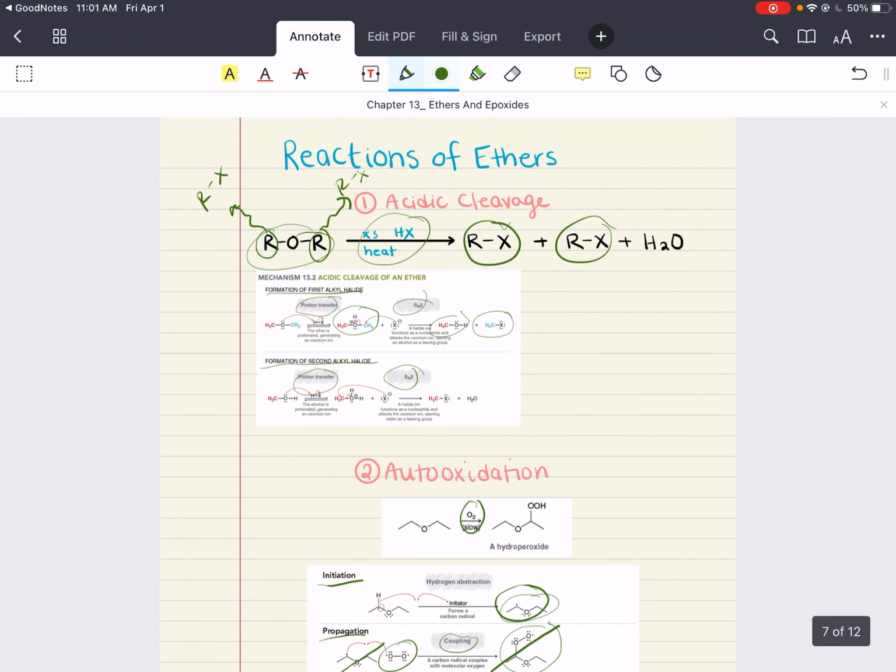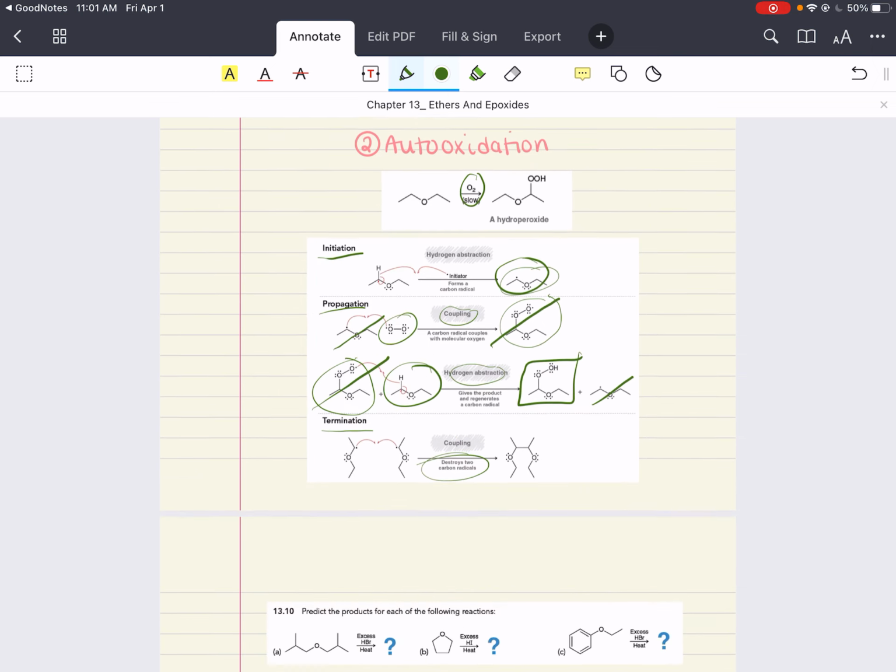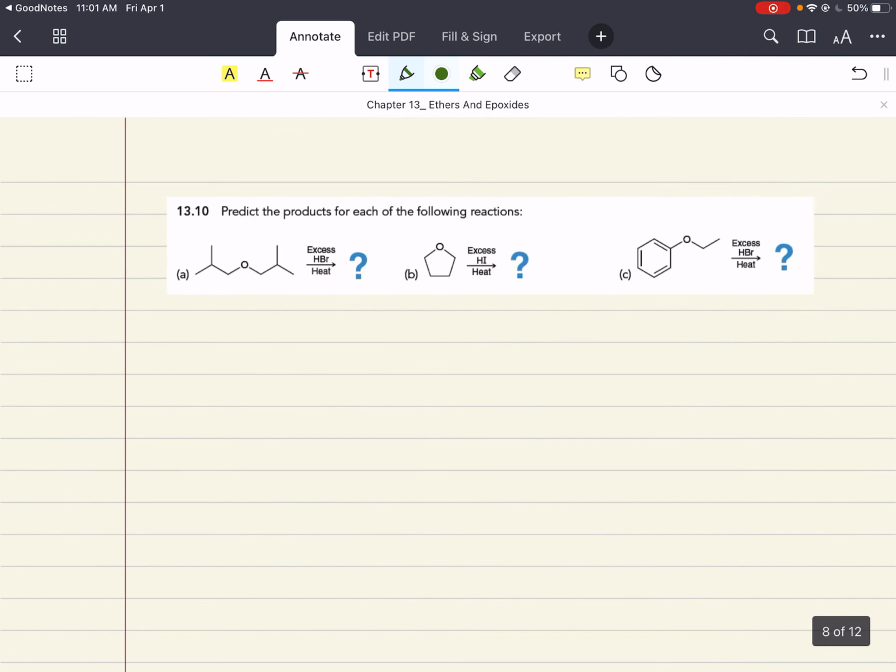All right, so let's take what we just learned about the two main reactions that we learned about ethers, acidic cleavage and autooxidation, and let's do some practice problems that relate to those two reactions. This first one says predict the products for the following reactions. Fantastic. So we're starting off with this ether. We're treating it with excess strong acid, HBr, and heat. What's going to happen here is, well, this is symmetric, so both of the R groups are exactly the same. We're going to take an R group and it's going to attach to the bromine now.